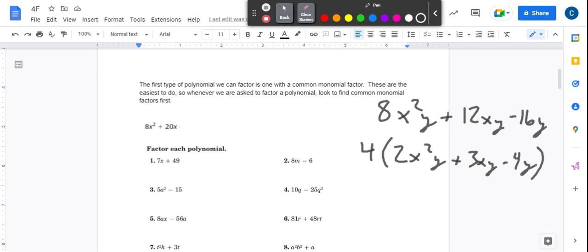Now, is there anything else in here that's common to all three things that we can divide out? Well, all three of these terms have a y. We have a y, a y, and a y. So we could pull a y out, attach it to the 4. And now look at what we have. We have 2x squared, the y is gone, plus 3x minus 4.